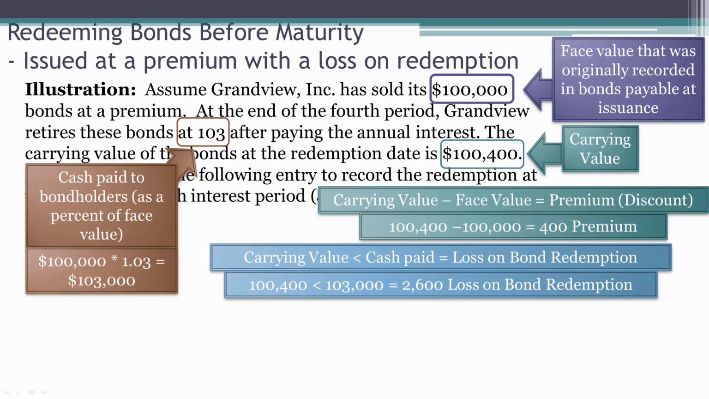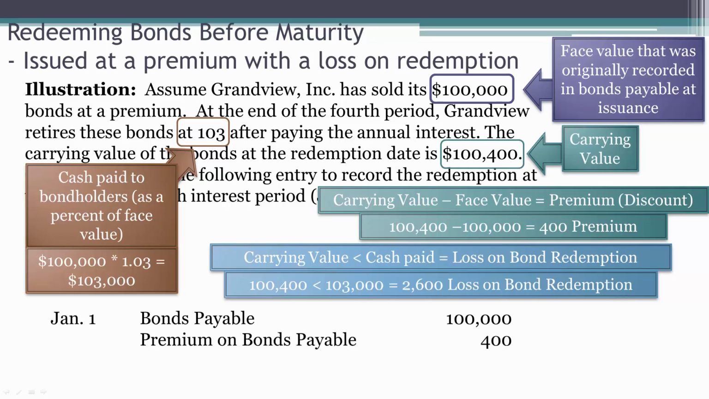So now we can build our journal entry. We're going to debit bonds payable to remove the $100,000 face value of the bonds. We're going to debit the premium on bonds payable to remove that remaining $400 premium. We need to debit loss on bond redemption for the $2,600 loss, and then credit cash for the $103,000 that was paid on that bond.